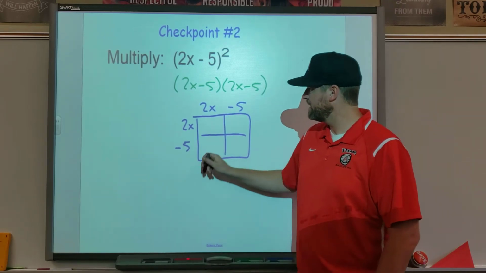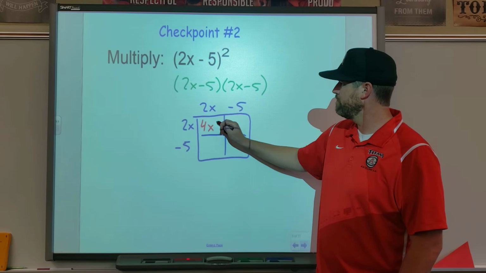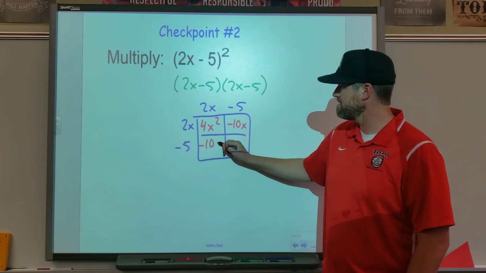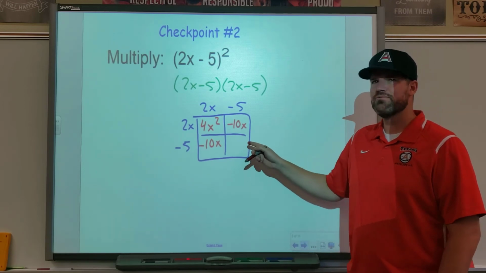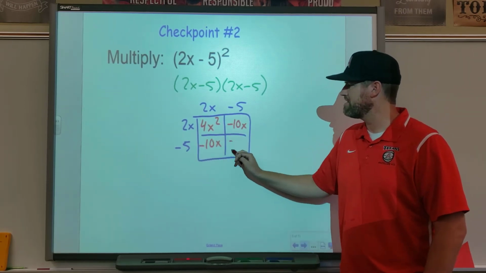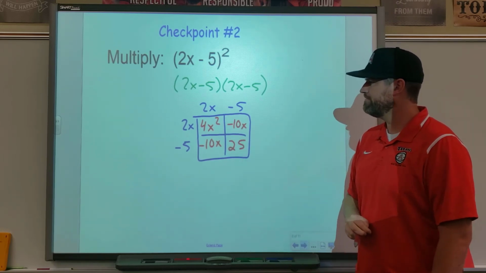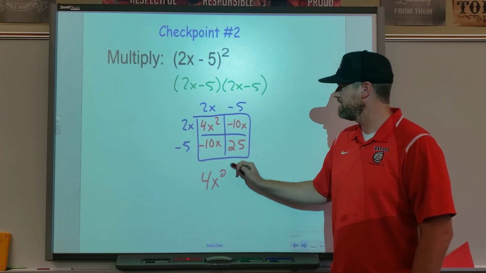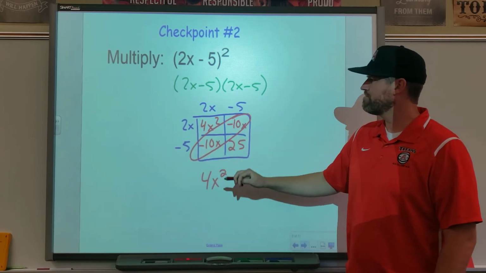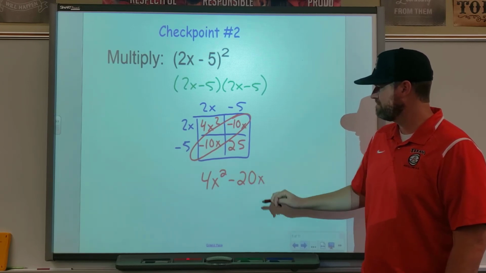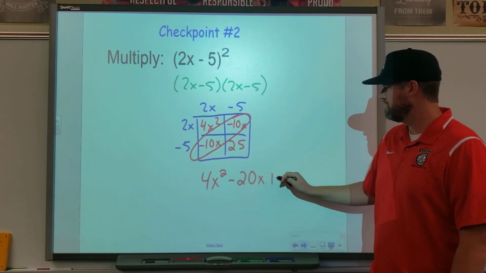And when we multiply to get each portion of the box, we get 4x squared minus 10x, and this last box, what goes here? Negative times negative is a positive 25. And when we pull all of this out, we get 4x squared. Both of those are negative, so that's just a bigger negative, right? Minus 20x, and then plus 25.